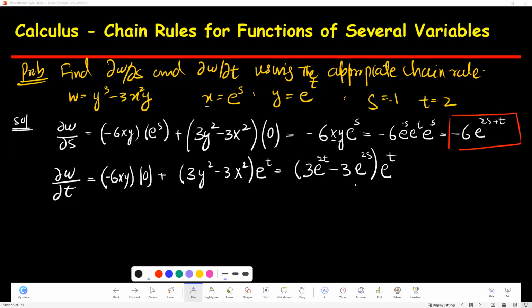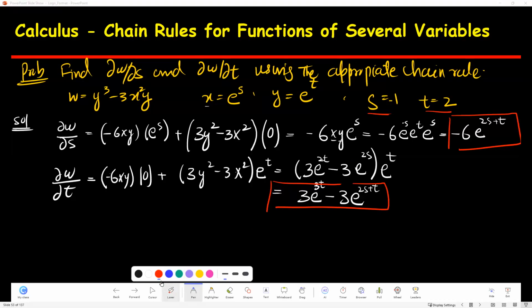If I further elaborate, I can write like this maybe: since 2t and t have the same base, I can add the powers. 2t plus t will be 3t, minus 3 times e to the power, bases being the same, I can add the powers, 2s plus t. Right? Now, this is my answer, but it is given in the form of t and s.